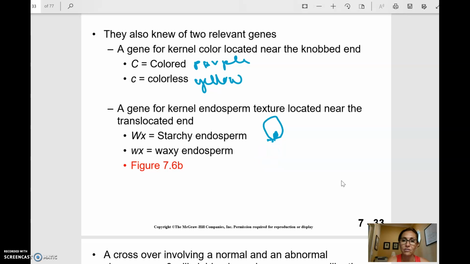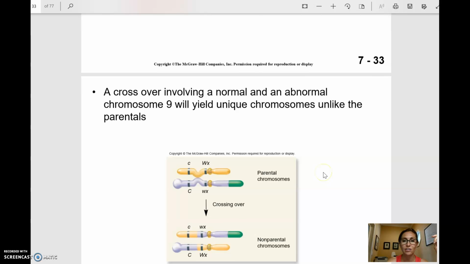Oh my gosh, Dr. Val, take an art class already. All right, I'm going to get rid of all that. That's a mess. Basically, you have a regular looking piece of corn and then you have a wrinkled one. I actually have a picture. I just thought I'd try to draw it.